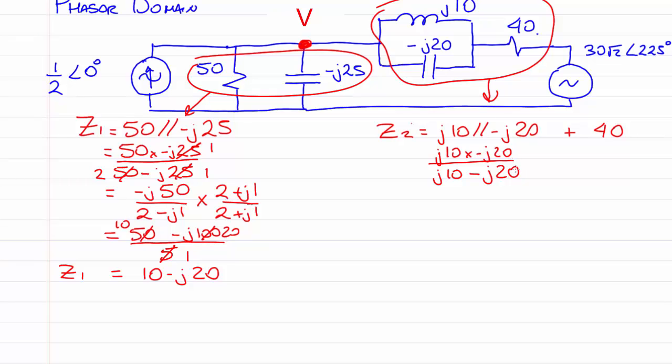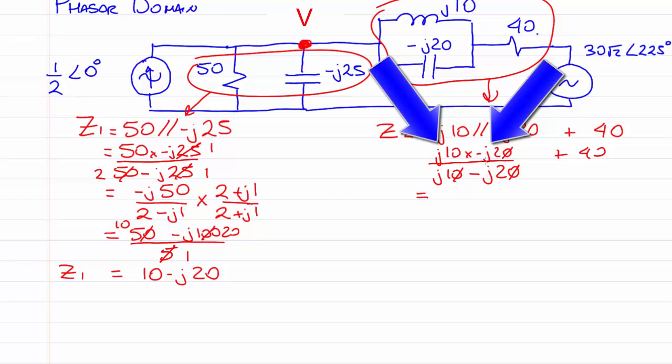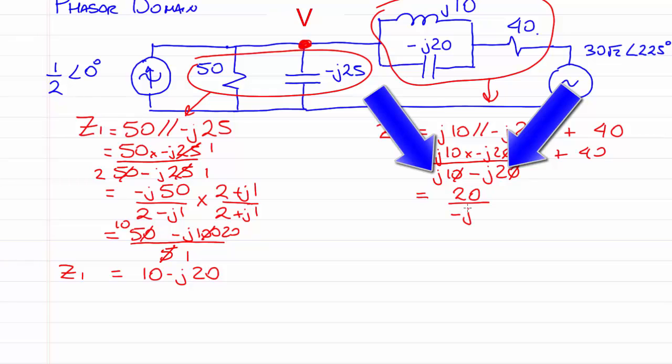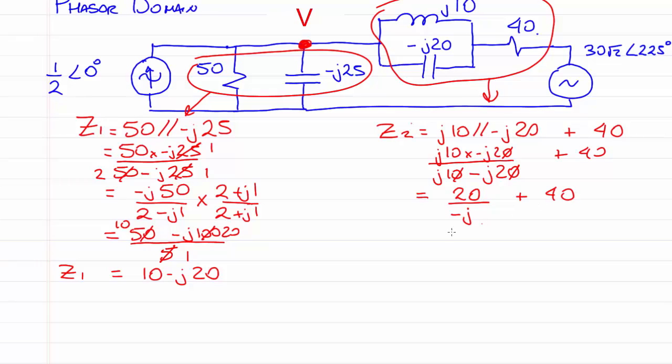I can take 10 out of the numerator and out of each term in the denominator. That leaves me with j times minus j, which is 1, and 10 times 2 gives me 20. In the denominator I'll have j1 minus j2, or simply minus j, plus our 40 ohms. I can rewrite that as Z2 now equal to 40 plus j20.